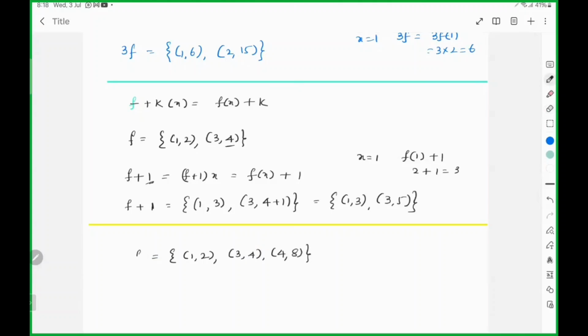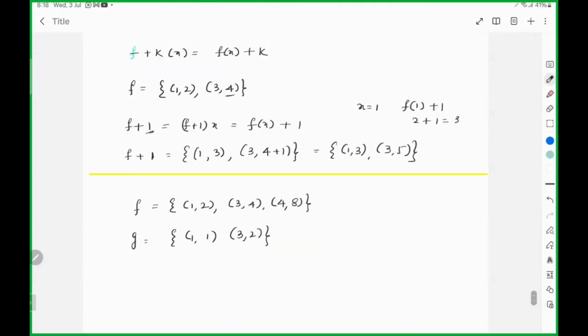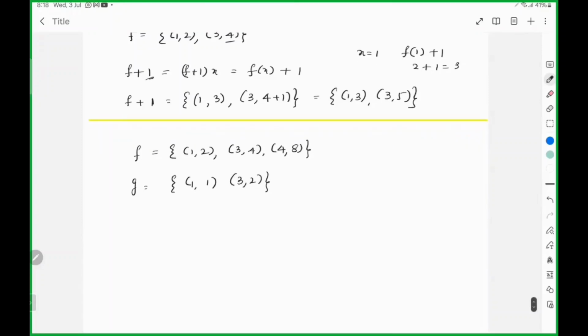It is f: 1, 1, 3, 2. I'm defining it. Now, how to add functions? Is it possible or not is the question. Possible. But how they define addition of functions means the same.